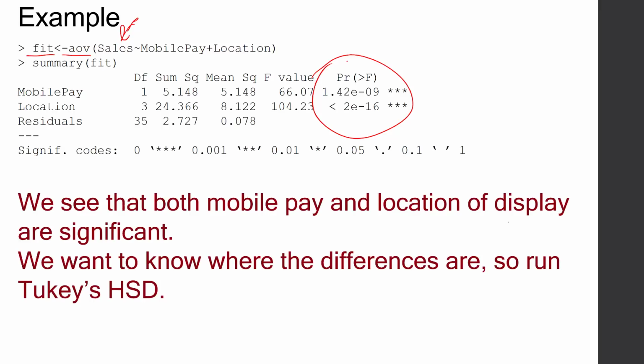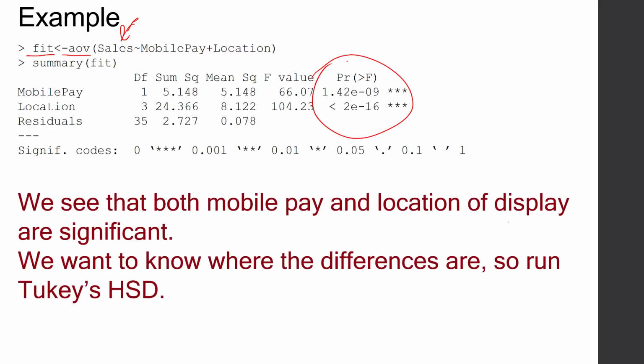So this confirms what we saw in the interaction plot. It looked like mobile pay gave us a good gain. It looked like location sales really did depend on location. And it looked like there wasn't an interaction. Our p-values confirmed this. But now we need to know exactly where the differences are and by how much.